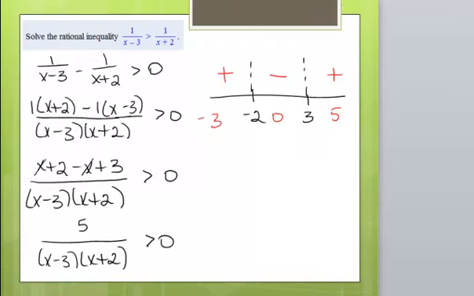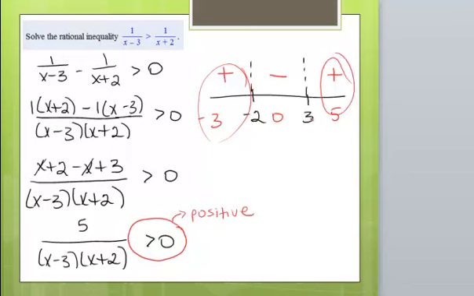So after plugging in these values, we get a positive, a negative, and a positive. Our function tells us that we want the parts that are greater than 0. That means we want the parts that are positive. That will be here and here. So the solution set will be negative infinity to negative 2, 3 to infinity.